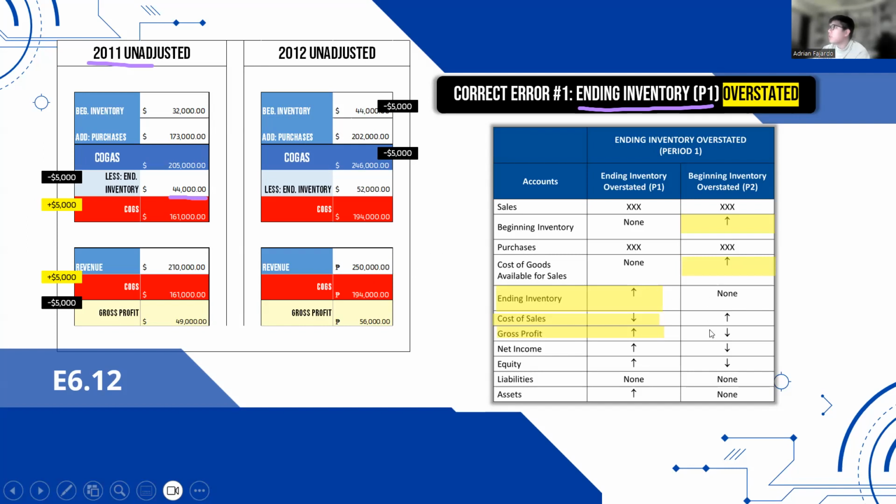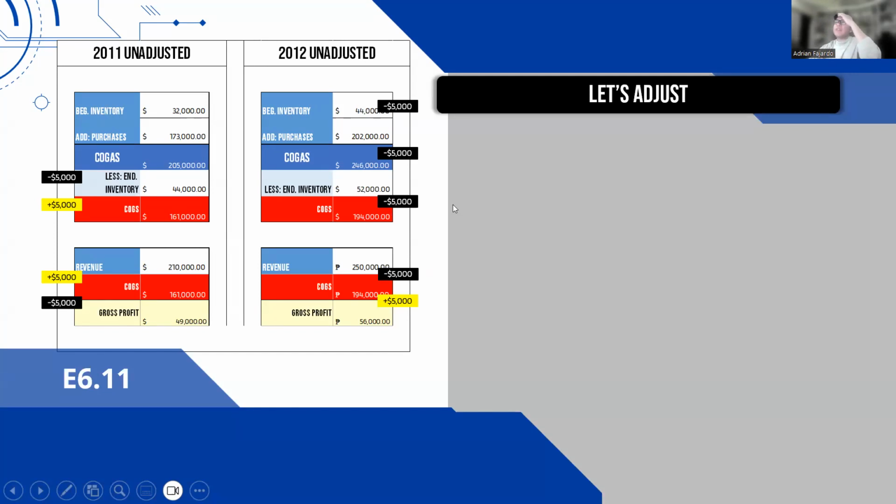Next, your COGS, therefore, is overstated. So we have to subtract 5,000 rin from 194,000. So what else yung effect? Dahil overstated si 194,000, we have to subtract 5,000 rin here in 194. And dahil overstated si cost of sales, our gross profit here would be plus 5,000. So now that we have that, we just adjust.